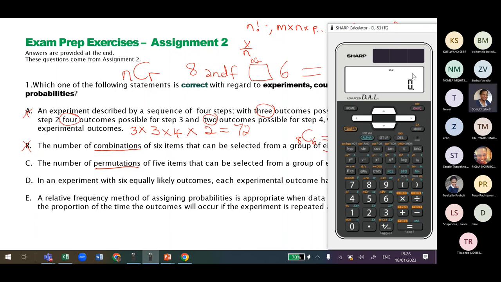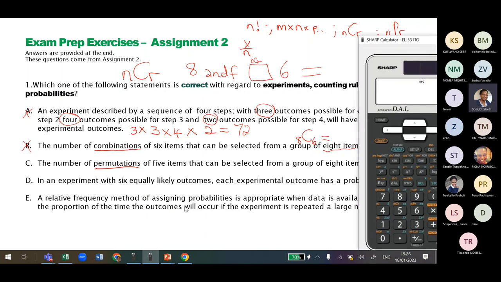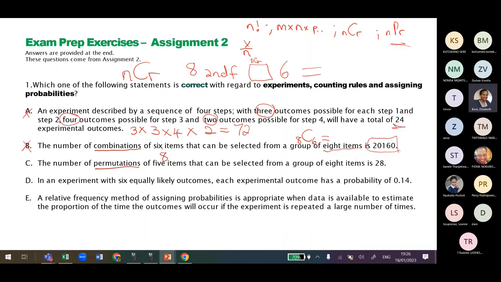Do you have the NPR? Yeah, NPR is number 9. Okay, so you do the same with NPR. For this one, it will be 8, and second function. And then you will press the function that has the NPR. And then you will press 5. So this one will be 5. And then you press equal.